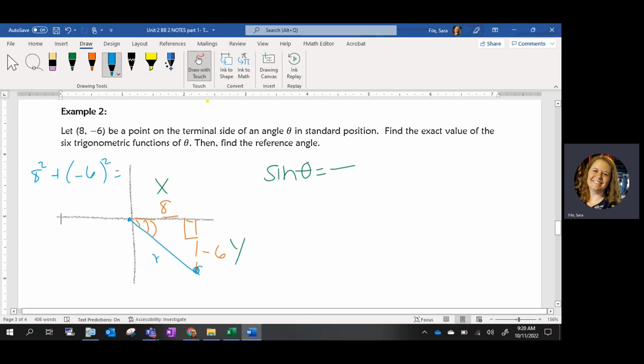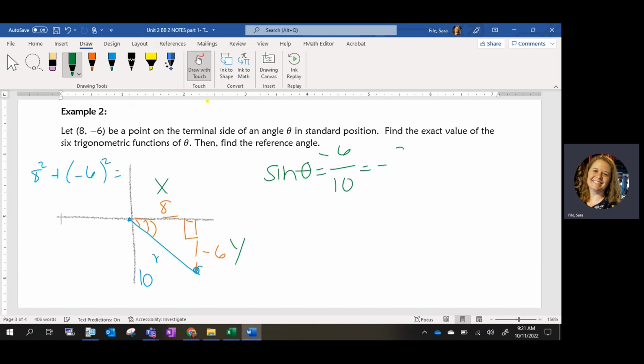But so this side comes out when you do Pythagorean theorem and work all of that out. This is going to come out to be 10. So your sine ratio would be the -6 over 10, which you need to reduce, and that would be -3/5. Okay, and it does say find the exact value of all 6 trig functions. So we want the reciprocals as well. So the reciprocal of sine is cosecant, and so that would just be negative 5/3. I just flip it.